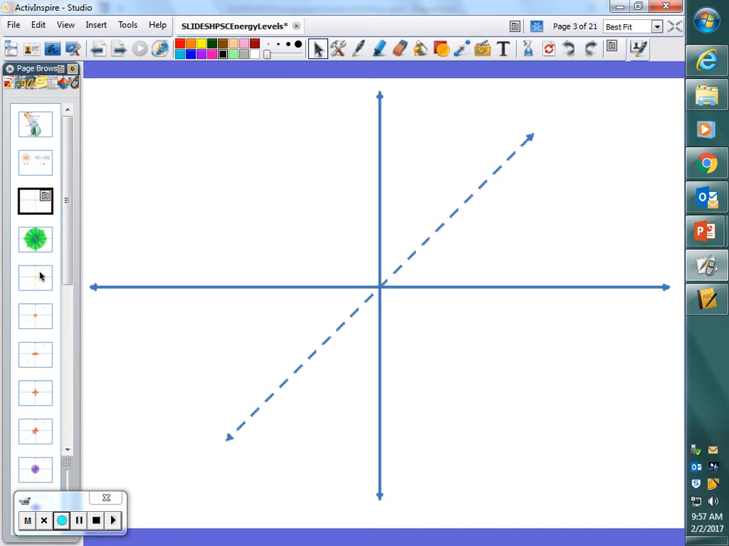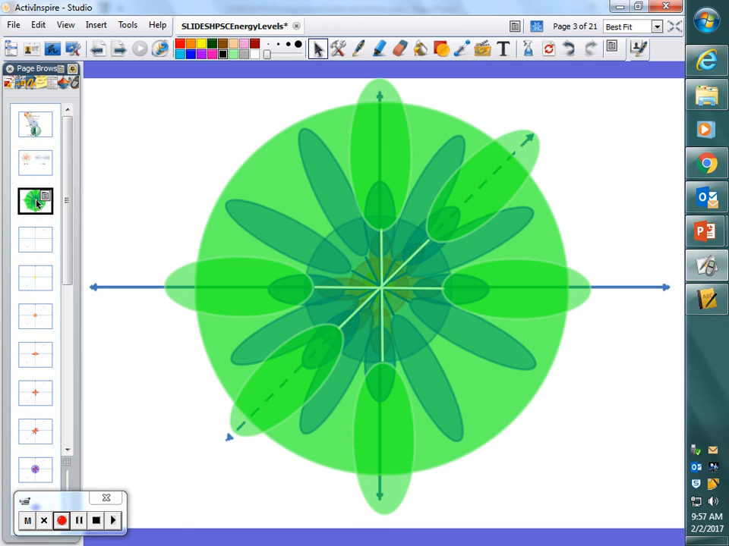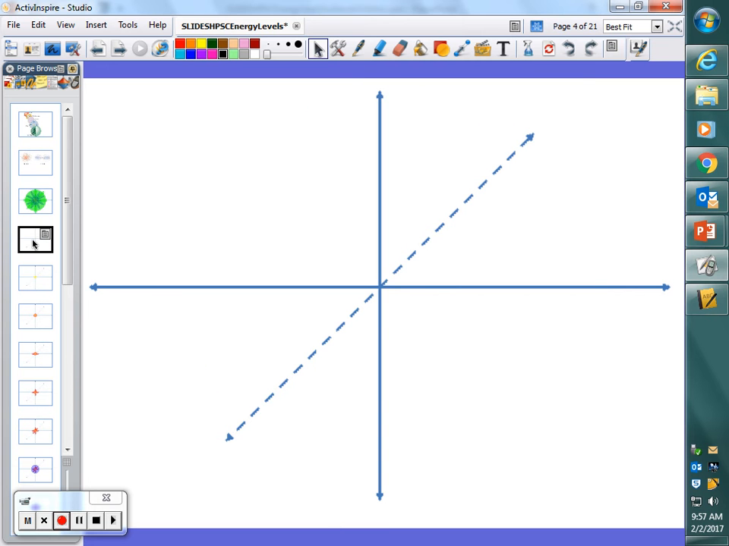Let's watch in progression. Actually, I'm going to go up here. Okay. So let's watch in progression. Ready? Okay, here we go.